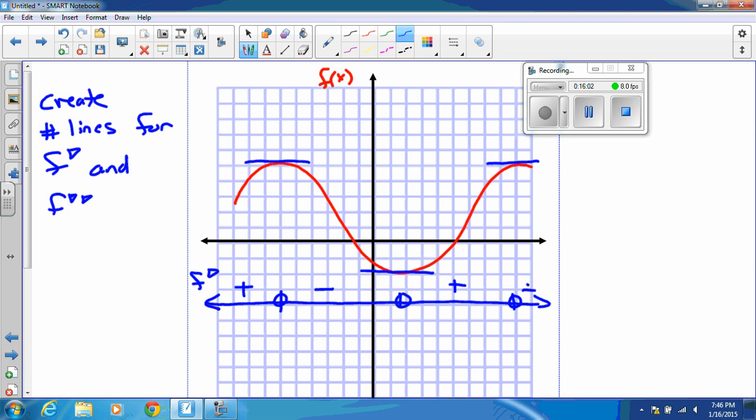And where f is increasing, f prime will be positive. Where f is decreasing, f prime will be negative. And right over here, f starts to decrease again. And so there's our number line for f prime. And we're pretty comfortable with that process. You guys are pretty good at it.